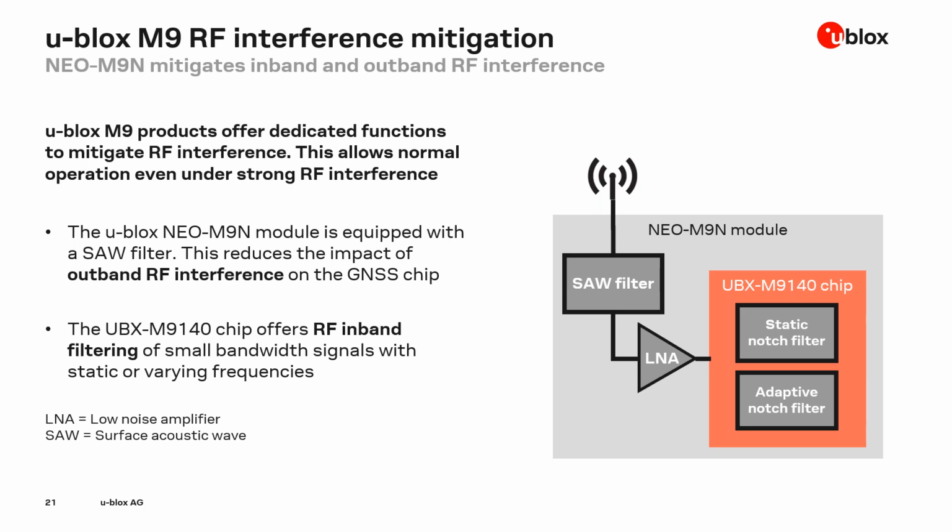So this product offers really dedicated functions to mitigate RF interference. The intention is that it still allows normal operation even if there is strong RF interference. Of course, everything has a limit. So it's equipped with this SAW filter, and the intention of the SAW filter is basically to reduce the impact of outband RF interference we discussed before.